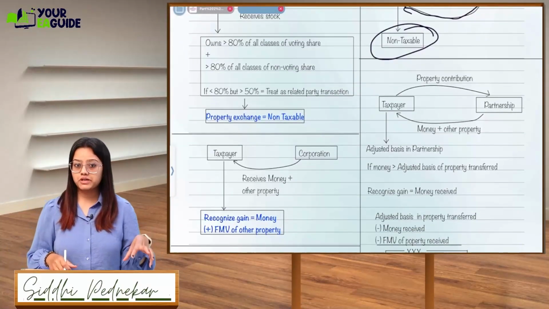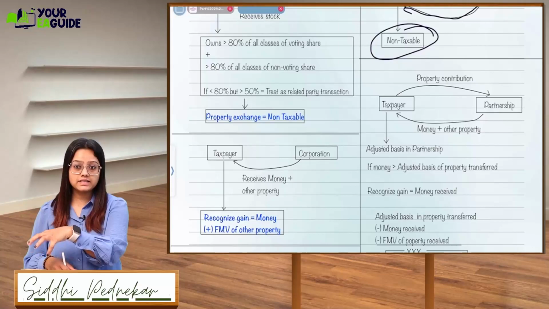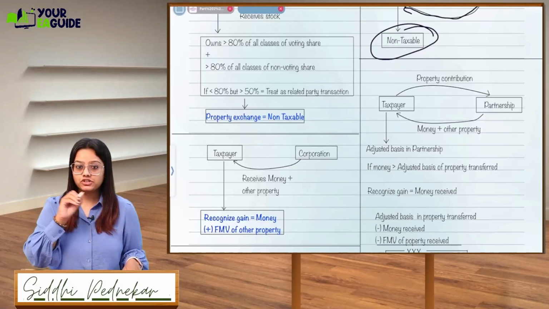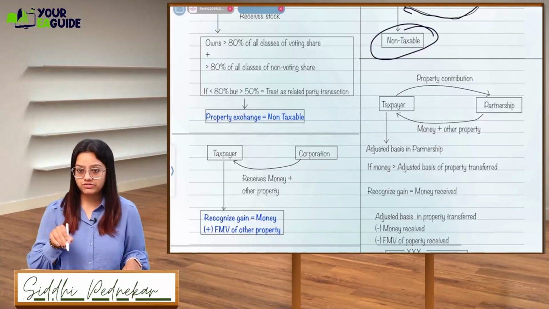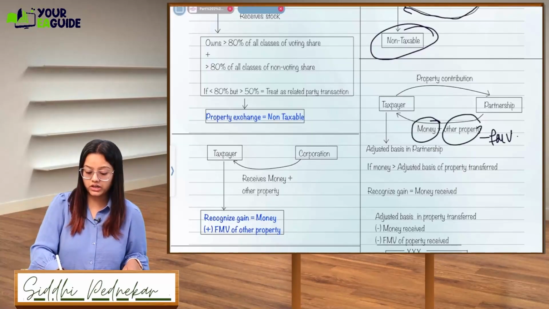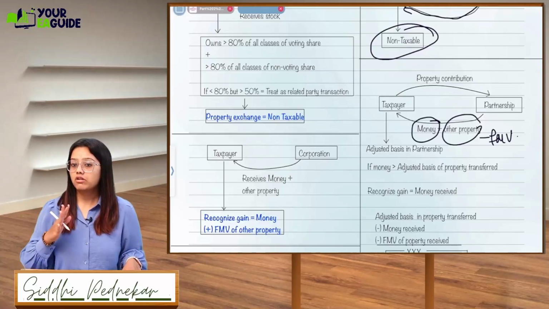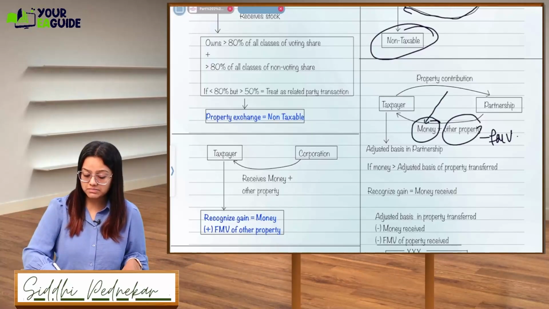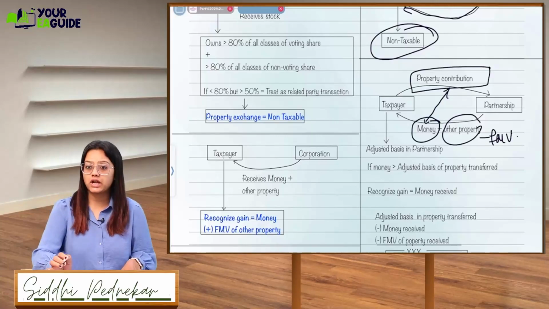So the taxpayer is contributing property; against that, is he receiving anything? You will just mention it in the chart format, whether he is receiving money plus other property. Note down how much money he is receiving. Note down the FMV of the other property he is receiving. Now compare this money with the property which is contributed.